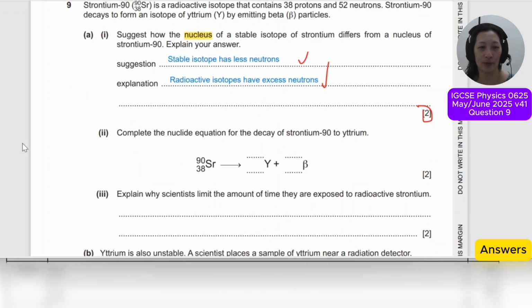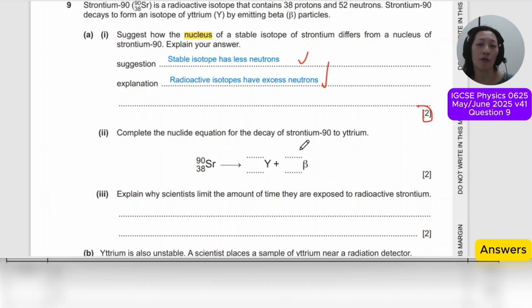Now, let's look at 2. Complete the nuclide equation for the decay of strontium-90 to yttrium. So they've given us the equation in AZX form, starting off with strontium-90, with 90 and 38, which will decay into Y and beta. You're required to fill in the blanks of these numbers here, which are the values of the nucleon number and the proton number for yttrium and beta respectively.